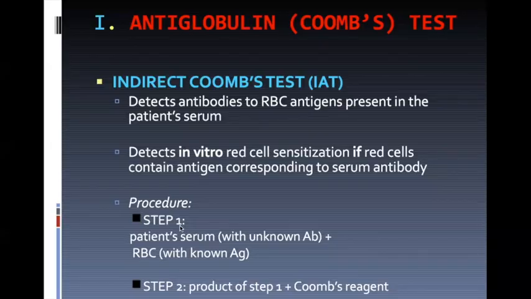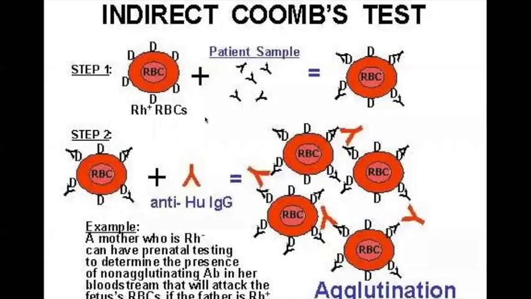Now, for the indirect Coombs test. What are their differences? The differences are its steps and its purpose. It detects antibody to RBC antigens present in the patient serum, and detects in vitro red cell sensitization if red cells contain antigen corresponding to serum antibody. So procedure, step 1, the patient's serum with unknown antibody plus RBC with known antigen. Step 2, product of step 1 plus the Coombs reagent. This is the Coombs reagent.